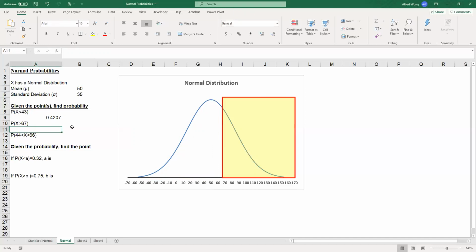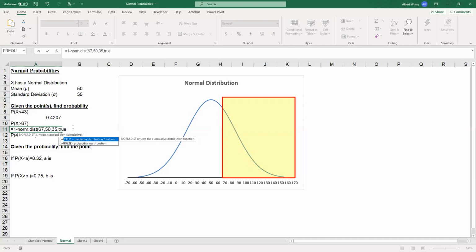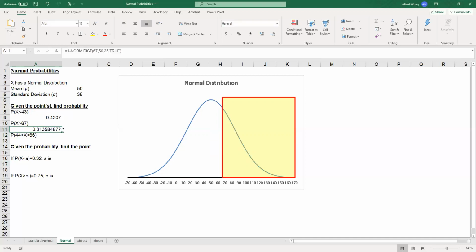So how do we enter it? We enter, say, 1 minus norm.dist, the point that we're looking for, 67, the mean is 50, the standard deviation is 35, and the function is 2. Okay, so again, that's the answer. Really, really simple.